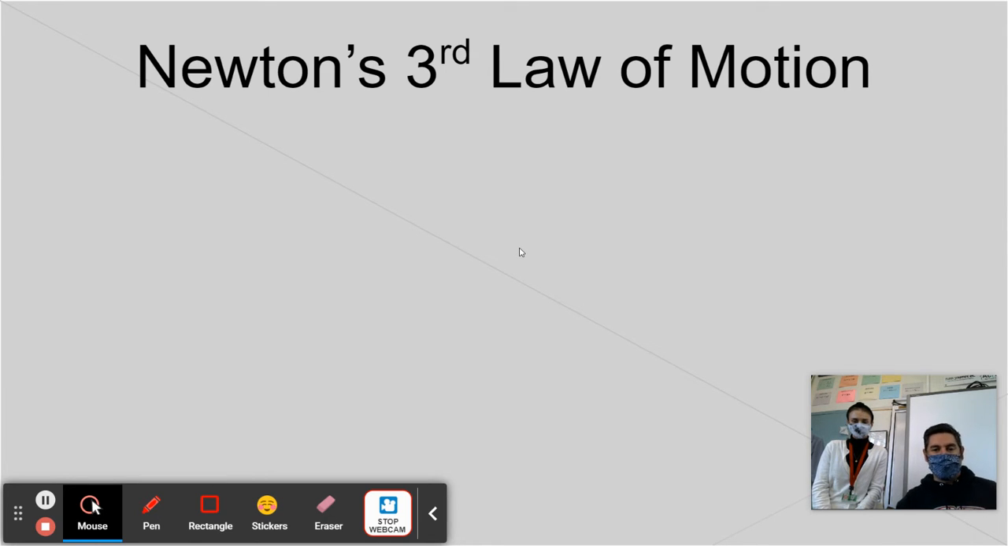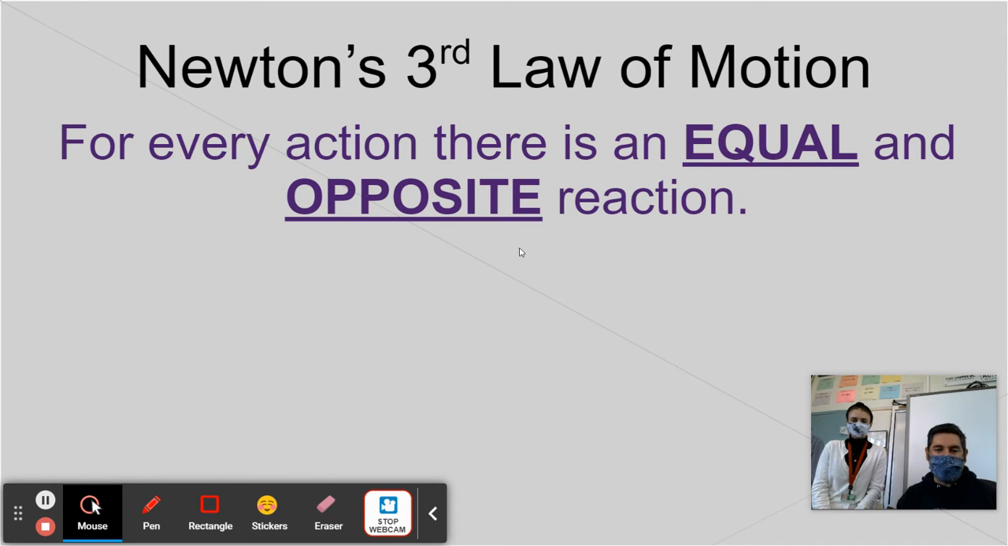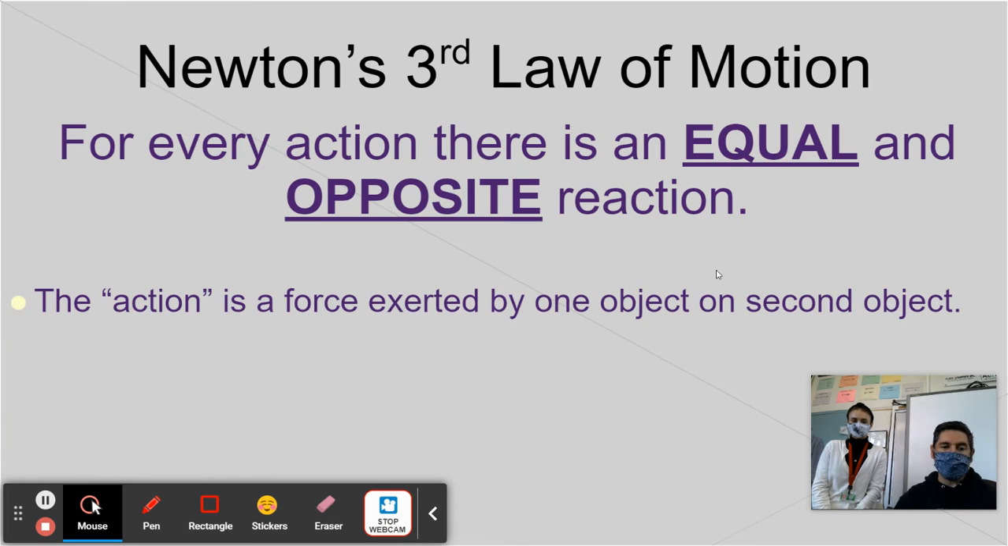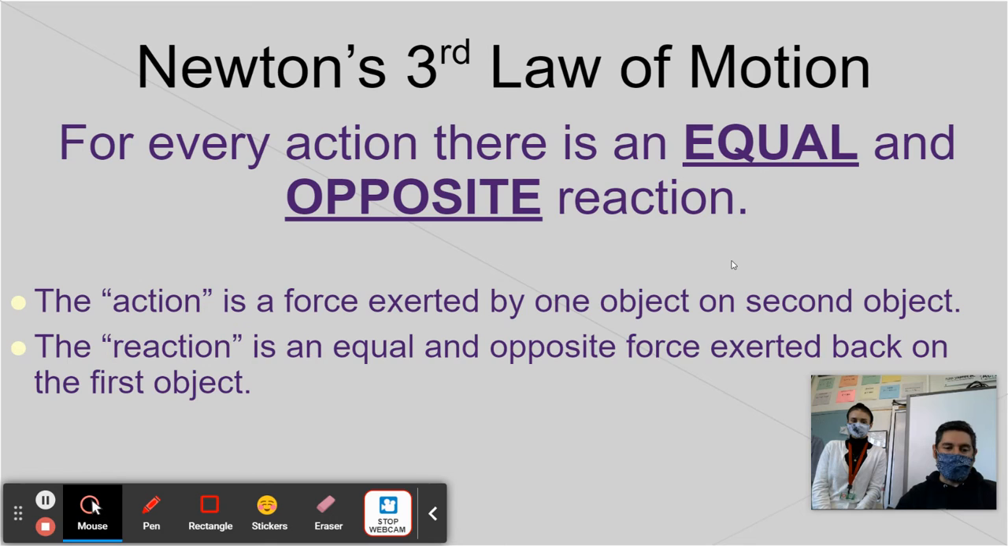So, the third law of motion states that for every action, there is an equal and opposite reaction force. So, let's talk about what that means. The action is a force exerted by one object onto a second object. The reaction is an equal and opposite force exerted from the second object back onto the first object. We're going to go over some examples on one of the next slides. It's going to make a little more sense then, I think.